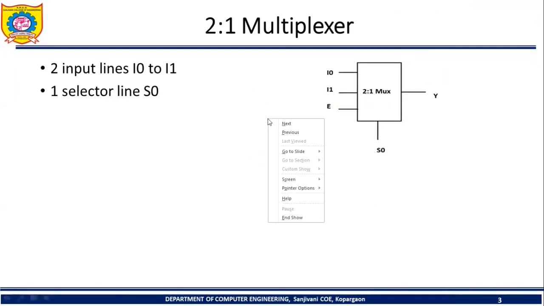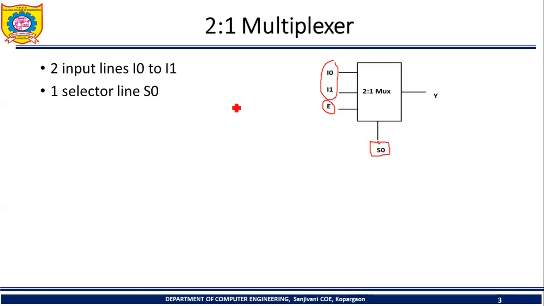Now this is the block diagram of the 2:1 multiplexer. Here we have these 2 inputs I0 and I1. These are the data inputs. E is the enable input. Whenever the enable input is active, this particular multiplexer will be enabled. If it is deactivated, then this multiplexer will be disabled. So if you want to use this multiplexer, the enable input should be active. Now we have seen that there will be one selector line, that is S0. This selector line can have a value of either 0 or 1.